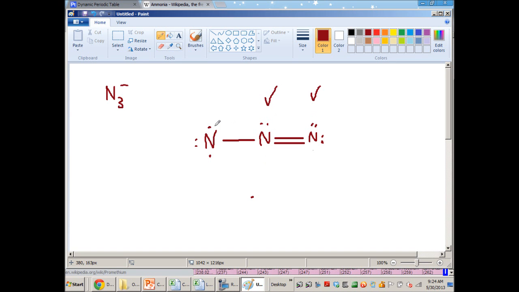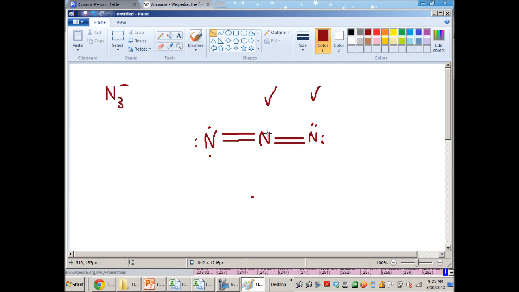How about this one? 1, 2, 3, 4 non-bonding electrons, and this bond means 2 bonding electrons, so that's 6. This one's not done. This one needs more electrons. How do I increase the number of electrons to this nitrogen on the end without depleting the number of electrons around this one? Yes. So this one, without losing these electrons, could just share those electrons. All right, boom. So there we go.